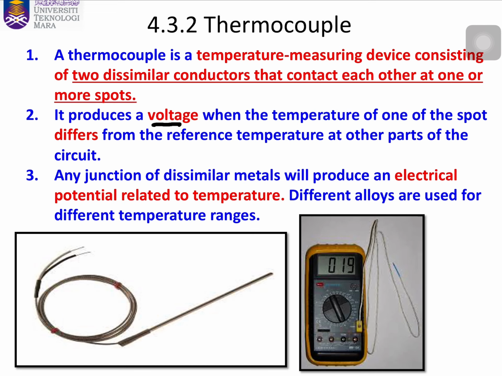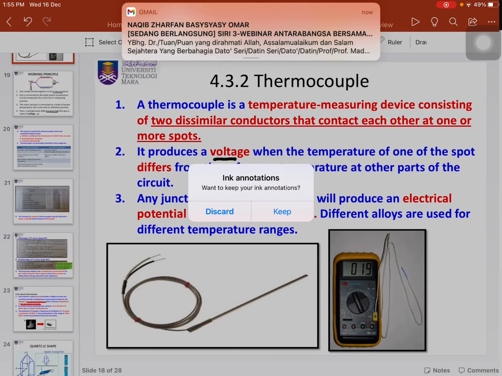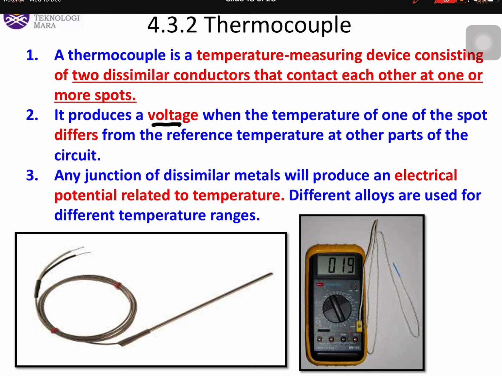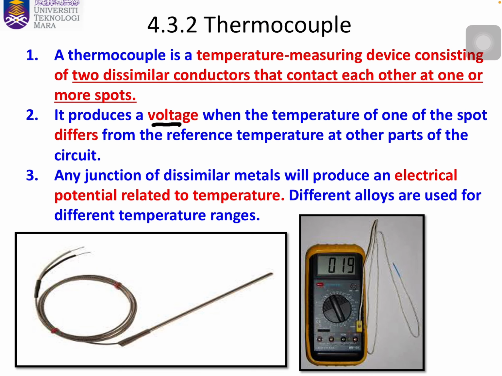Next we move to the thermocouple. A thermocouple is a temperature measuring device consisting of two dissimilar conductors that contact each other at one or more spots. It produces a voltage when the temperature of one of the spots differs from the reference temperature at other parts of the circuit. Any junction of dissimilar metals will produce an electrical potential related to temperature. Different alloys are used for different temperature ranges.